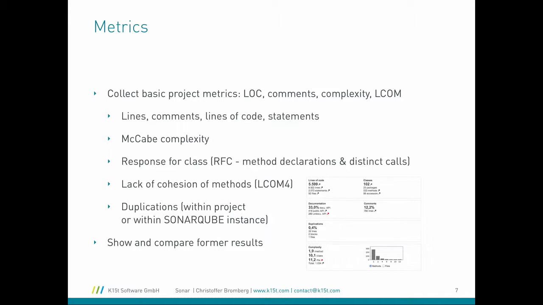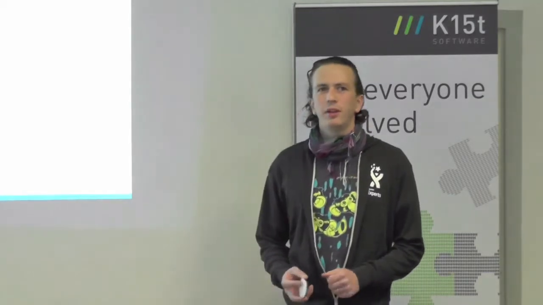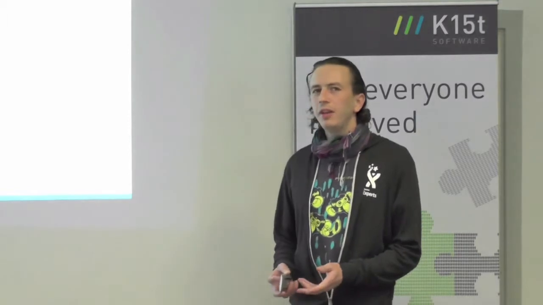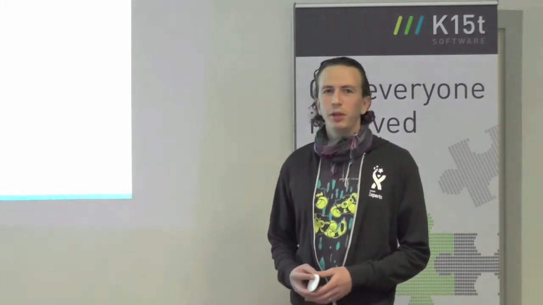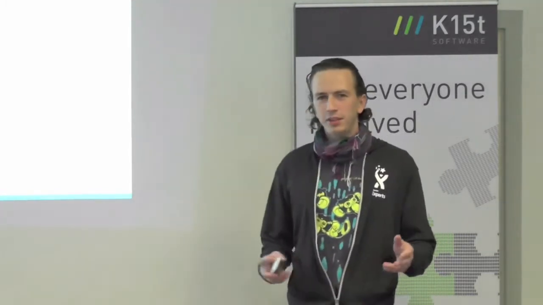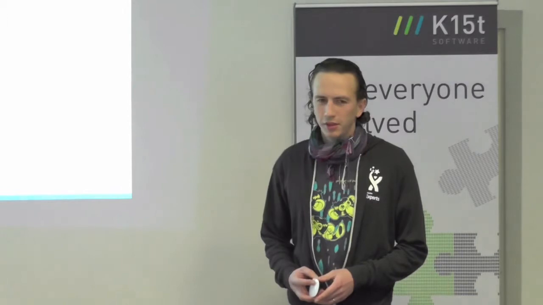The metrics that are collected are very basic. You have lines of comments, lines of code, statements, and cyclomatic complexity, that is how many branches you have in your code. You have the response for class metric, which means how many method declarations and distinct method calls you have in your class. This is an indicator if you might have a flaw in the single responsibility of your class, because if you have like 60, 80 or 150 distinct method calls, you're probably not doing one thing but many things.